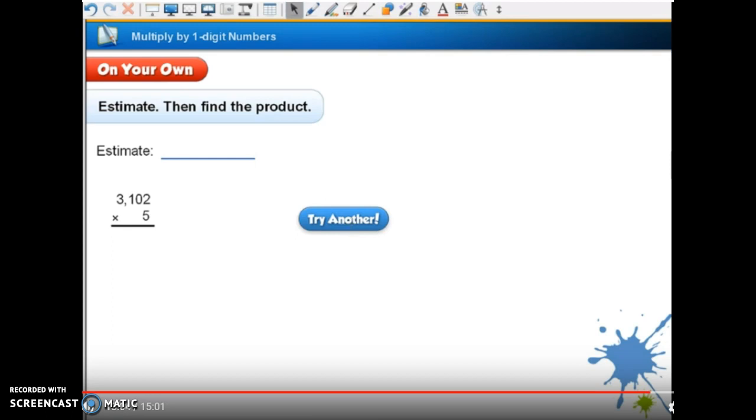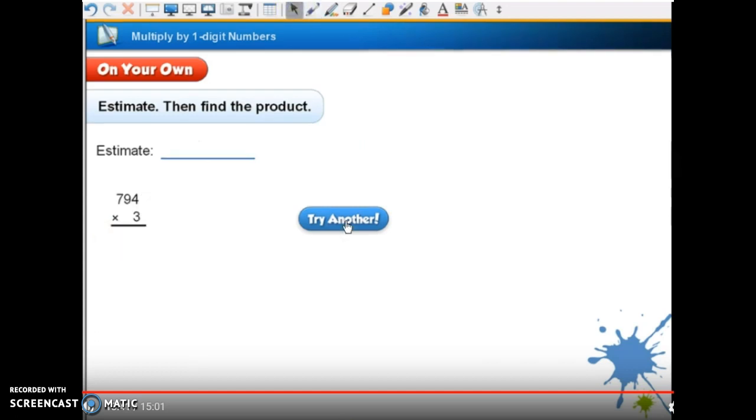Okay, so this is number 7. We're going to estimate 3,102 to be 3,000 times 5. 3 times 5 is 15. Add our zeros. 5 times 2 is 10. Regroup 1. Now we had a little struggle here. What is 5 times 0? 0. We still have to add our 1. So it's 1. 5 times 1 is 5, and 5 times 3 is 15.